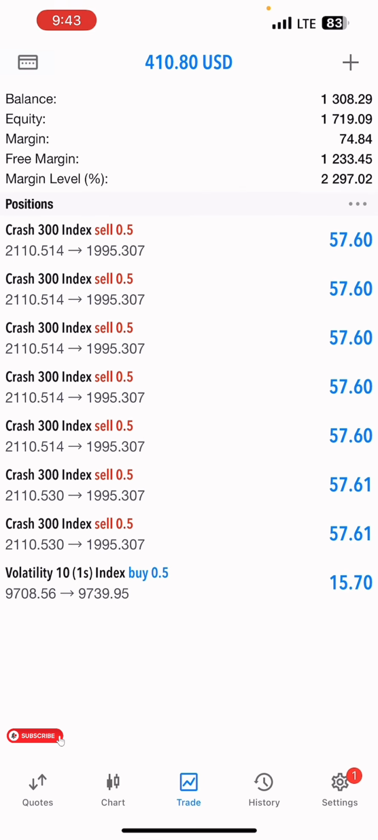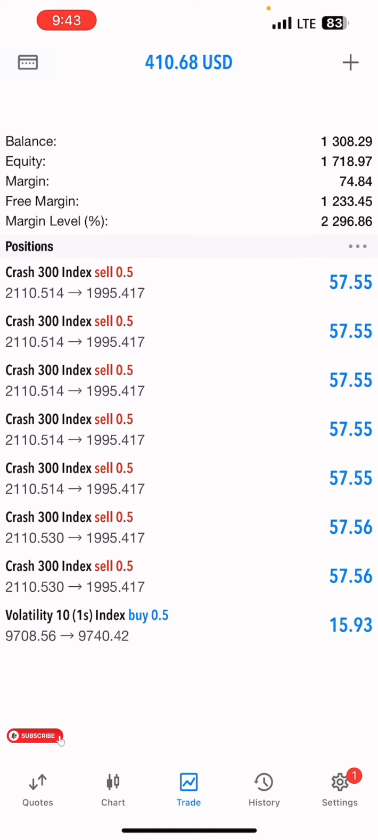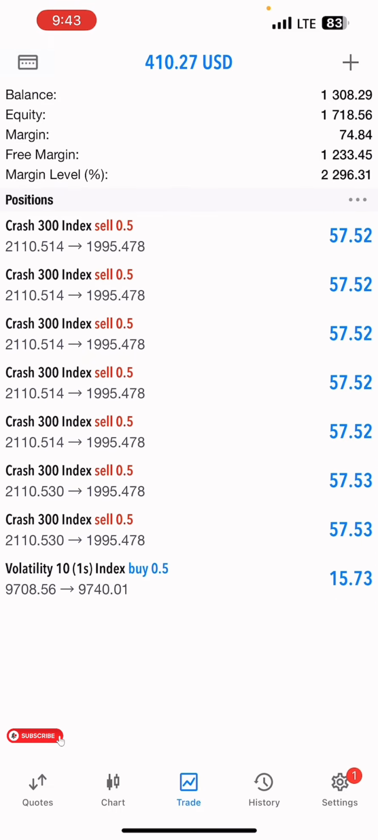You can see I'm moving in good profits. Trades running well in massive profit, and more sells expected on the Crash 300 index, as well as more buys on the VIX 10 1s index. So let's head on to the charts. I'll give you guys a trade breakdown on these two trades I took.